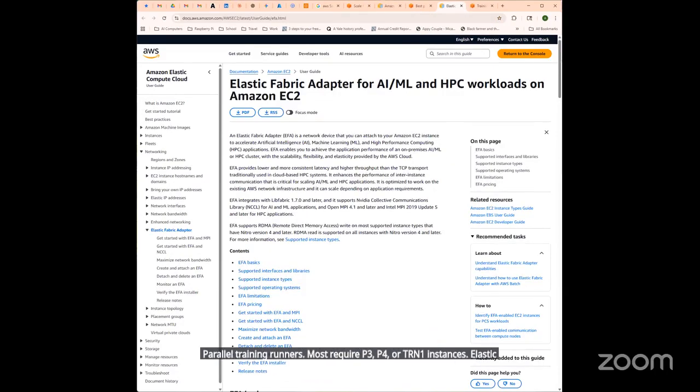Elastic Fabric Adapter, EFA, enables low-latency, high-throughput networking for tightly coupled distributed GPU training. This specialized network adapter delivers performance similar to on-prem HPC clusters. It works with NCCL for optimized GPU communications. You can use P4 or P5 EC2 instances for GPUs with EFA enabled. Your container must include NCCL and the appropriate plugin, with the environment variable set for EFA.